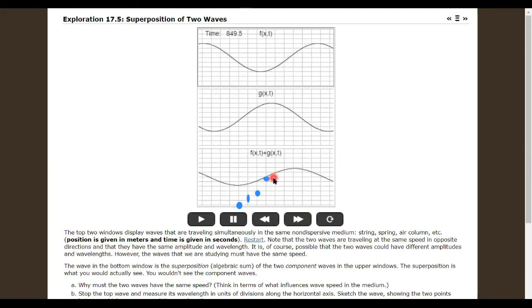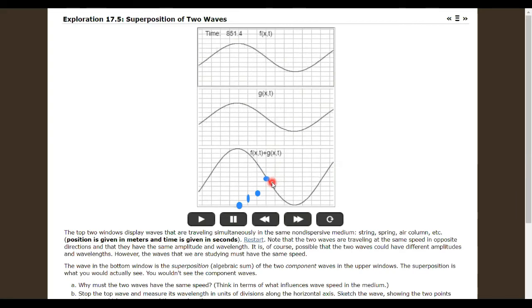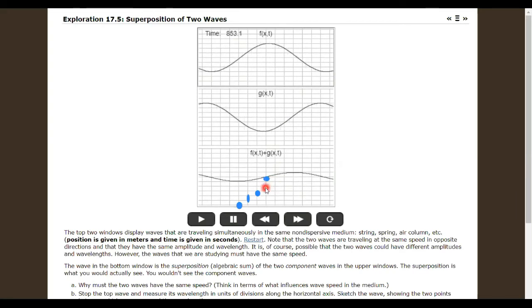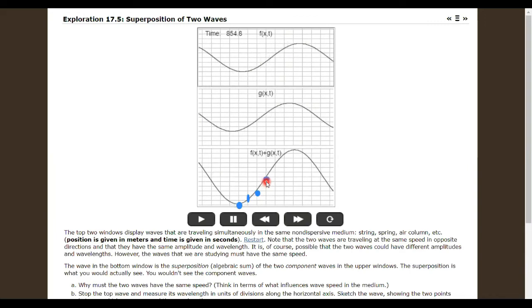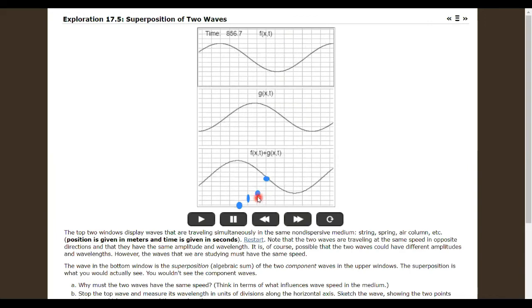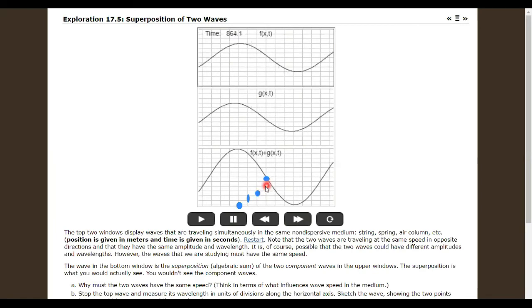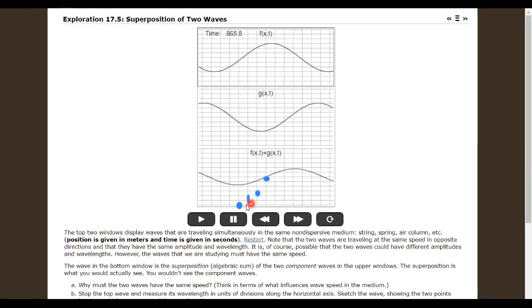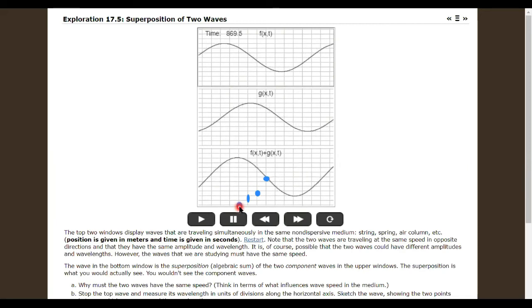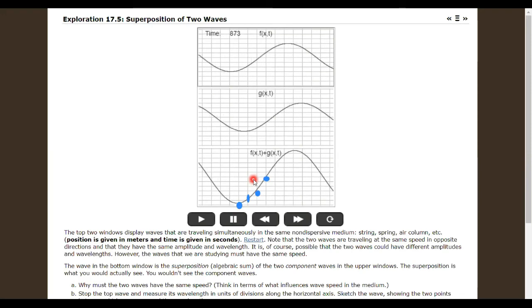All the four particles here are having different amplitude. This particle is having 0 amplitude. Then this particle has the amplitude greater than 0, and this particle is having the amplitude greater than the previous two particles, and this particle is having maximum amplitude. So all the particles are having different amplitude, but their frequency is same. What do you mean by frequency?